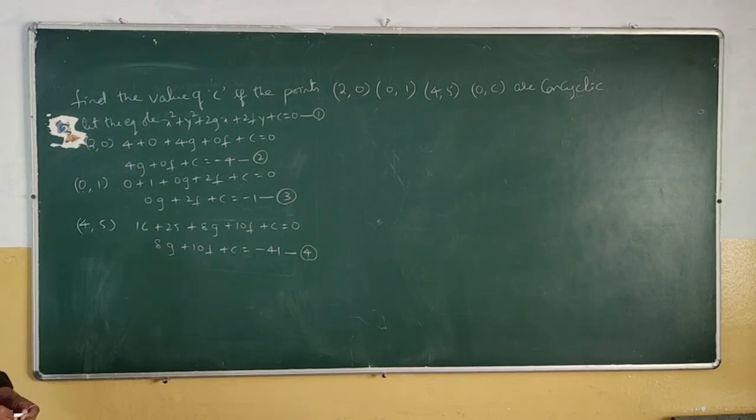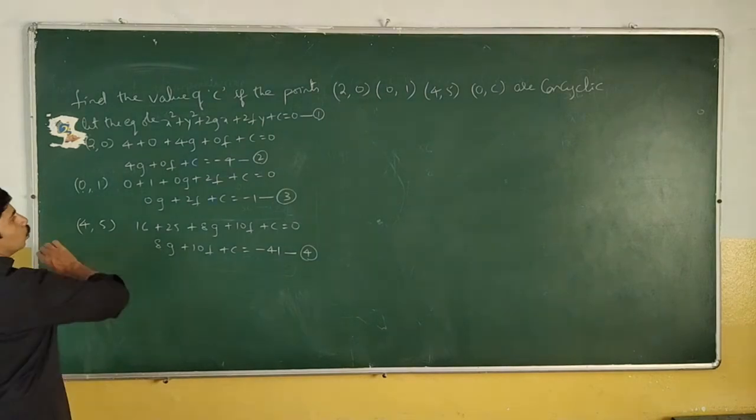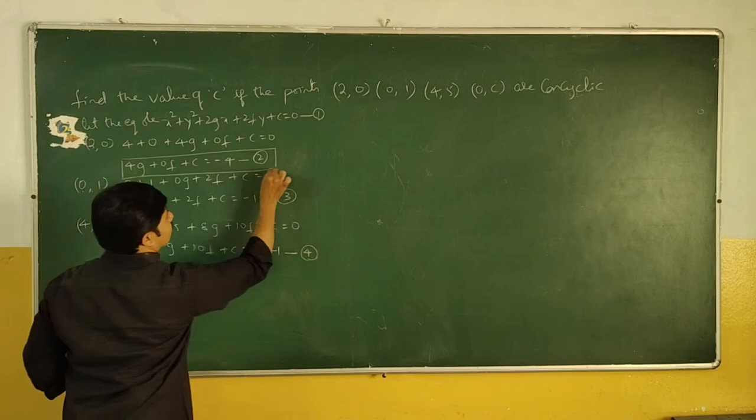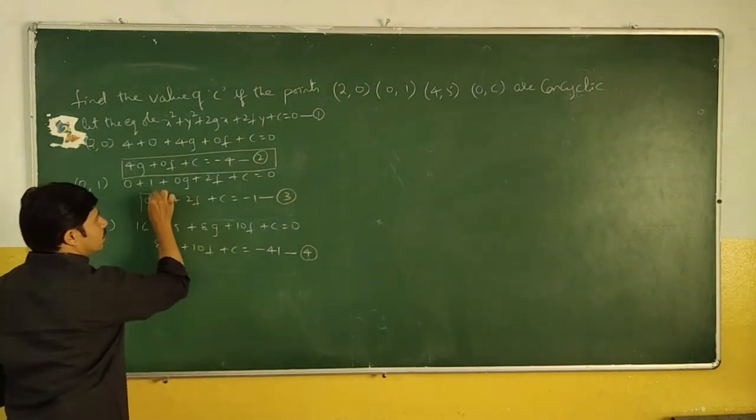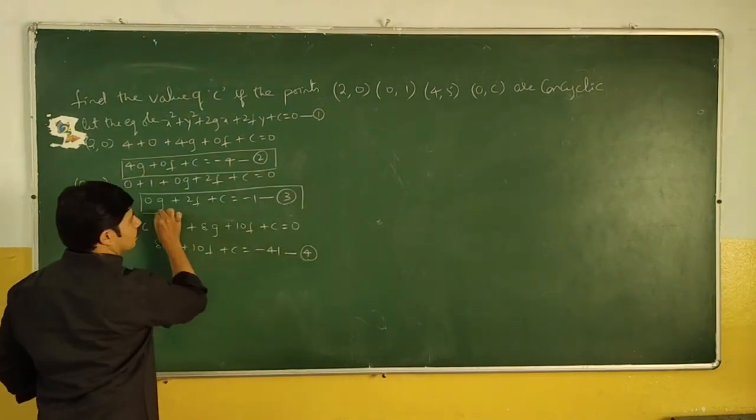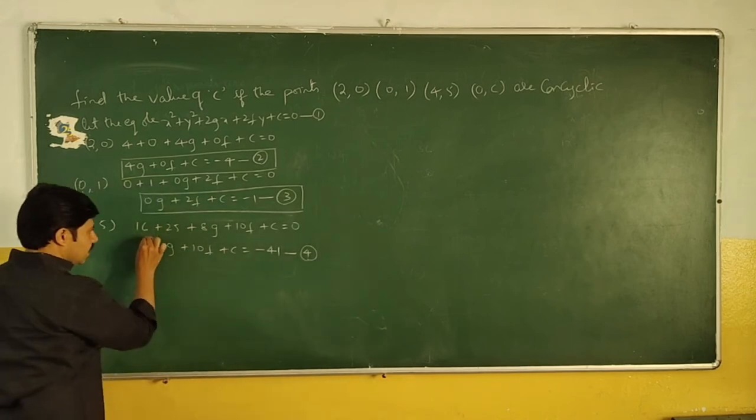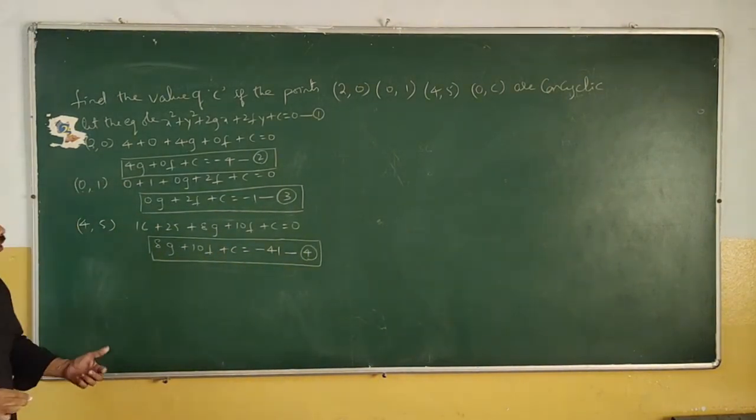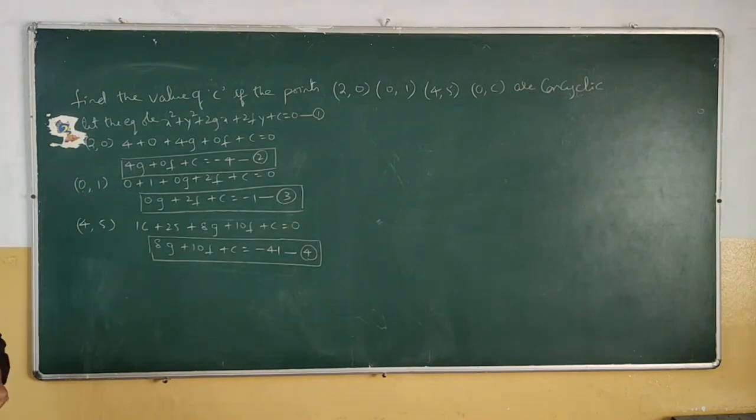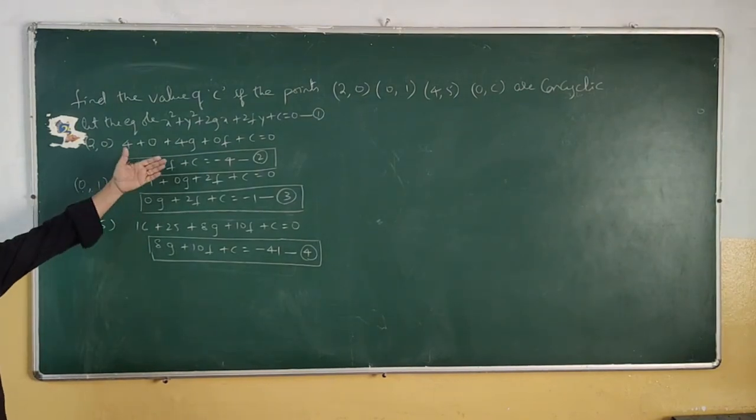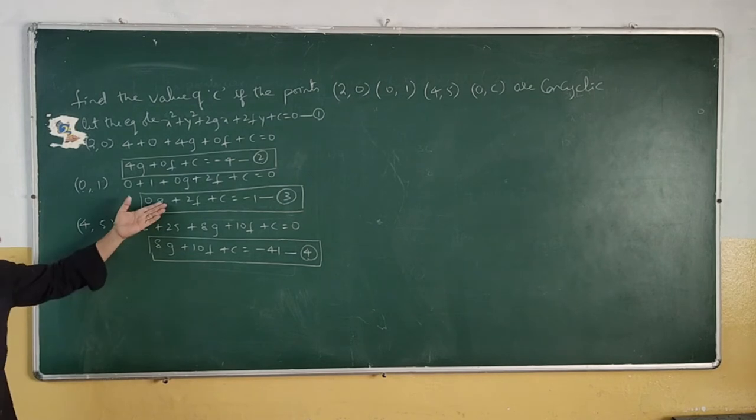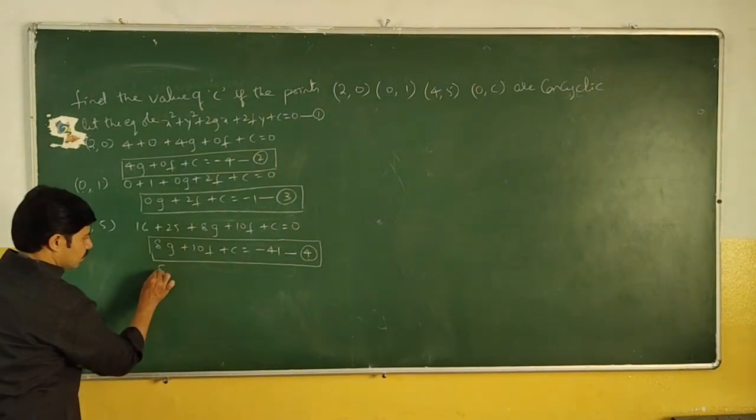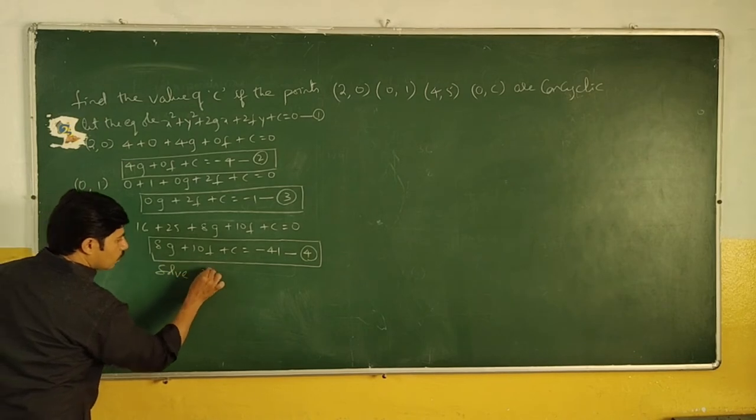Now we have equation 2, this is equation 3, and this is equation 4. Okay, we have equations 2, 3, and 4. First we solve 2 and 3, eliminating C. Then we solve 3 and 4, eliminating C. So, first, solve.